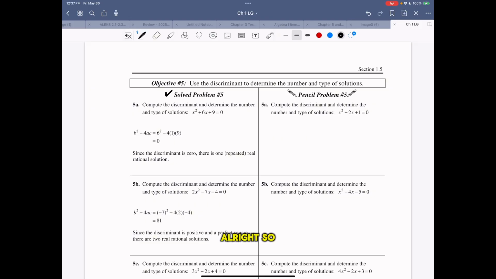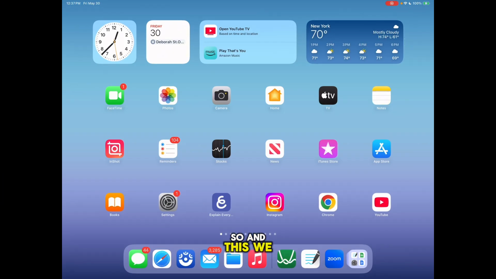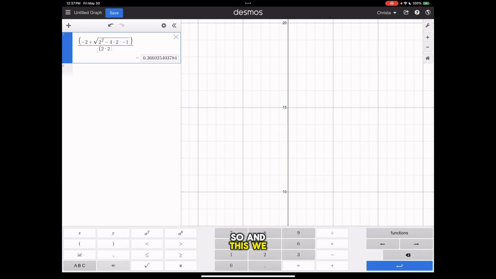All right, so the discriminant is to figure out what type of solutions you have. So sometimes you have one x-intercept, sometimes you have two, and sometimes you have none. So in this, let me go back here.